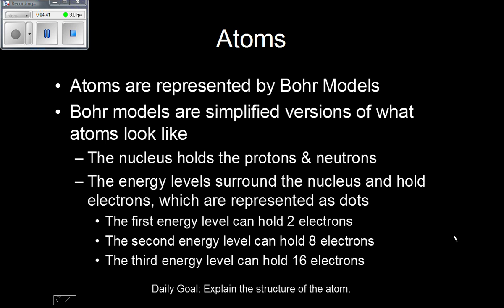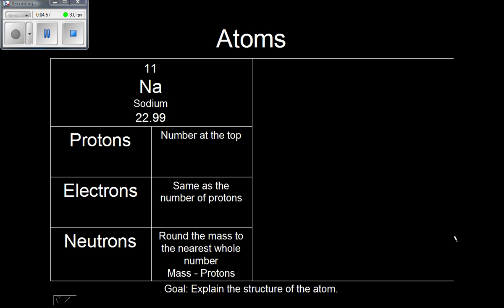For our class, we will never go beyond number 18 on the periodic table, so we will never need anything that has more than 8 valence electrons and never need to go beyond the third energy level. Let's take a look at a couple of Bohr models. We're going to start with sodium.